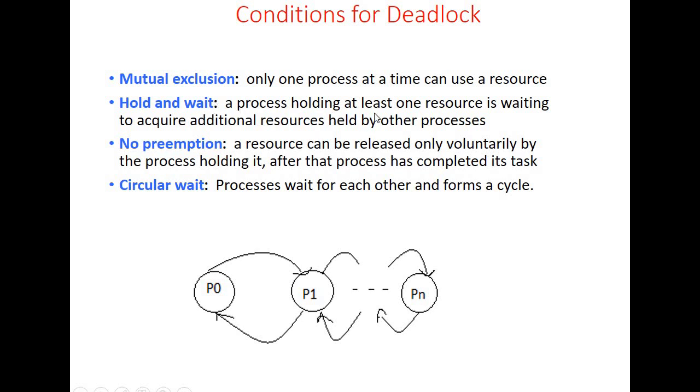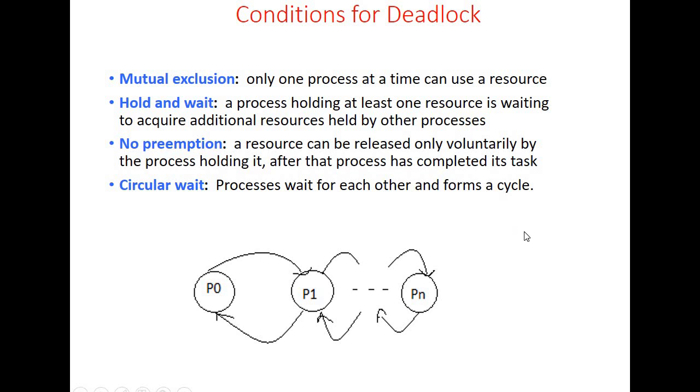Hold and wait. A process holding at least one resource is waiting to acquire additional resources held by other processes. So that means if a process P1 is holding the resource X and process P2 is holding the resource Y, each process is holding some resources and waiting for other resources held by other processes. That is the hold and wait condition.